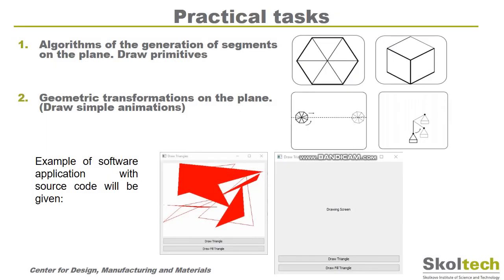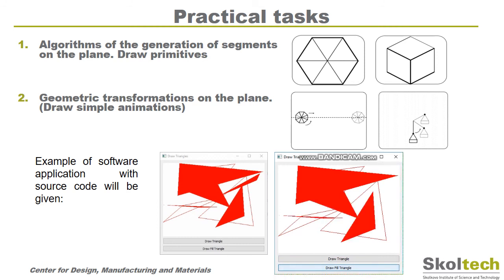Practical tasks consist of 7 computer-based laboratory works. The first 2 of them are devoted to the boundary representation on the plane. You will need to implement algorithms for drawing lines and primitives and using the geometric transformations on the plane to create an animation. An example of software application with source code, which you see on the slide, will be given. You can use your own preferred software development environment or use the given C++ example.